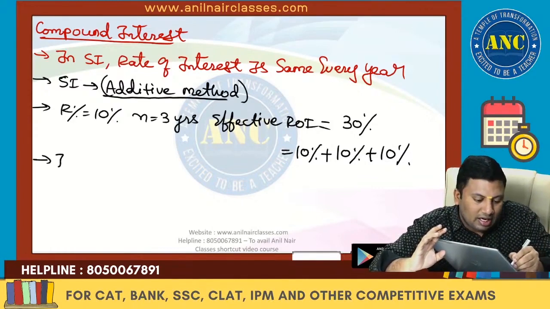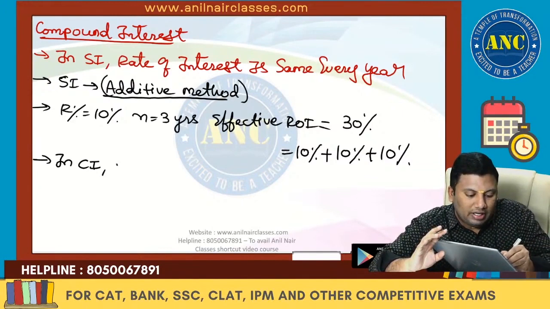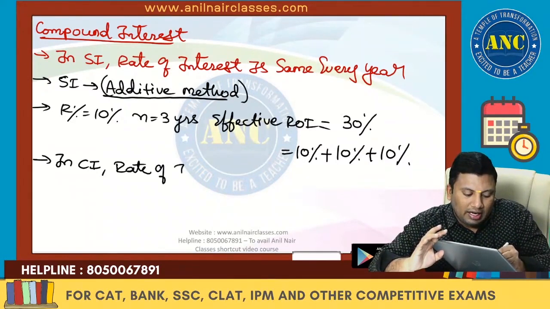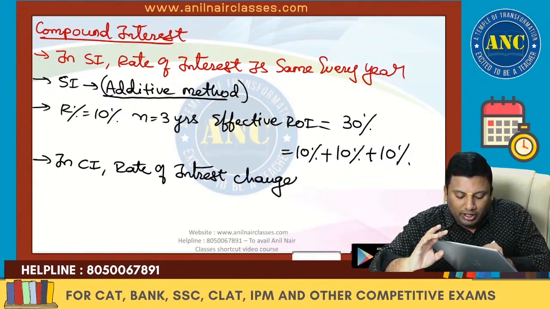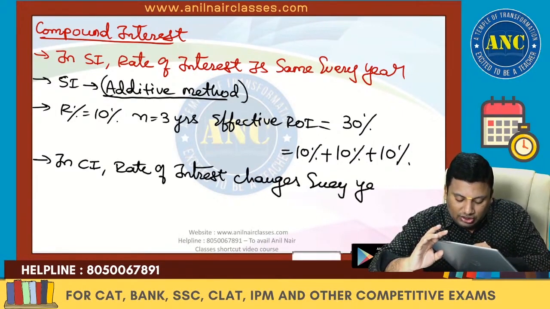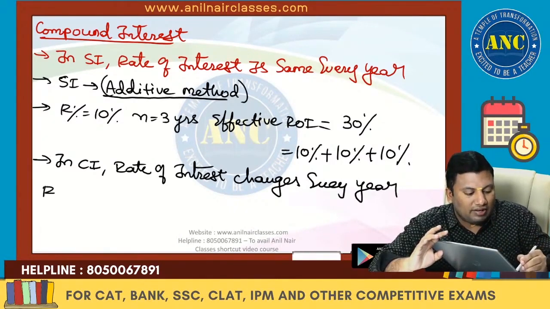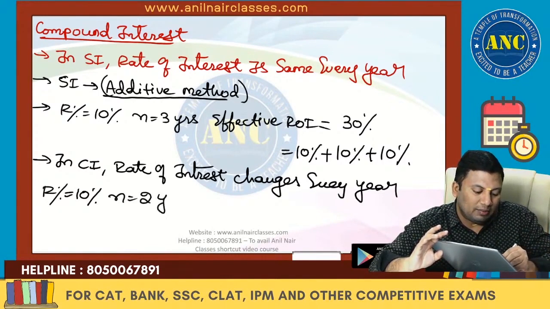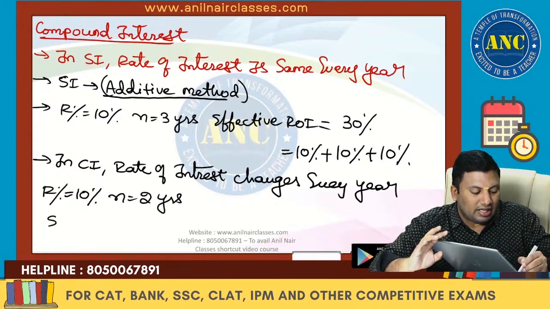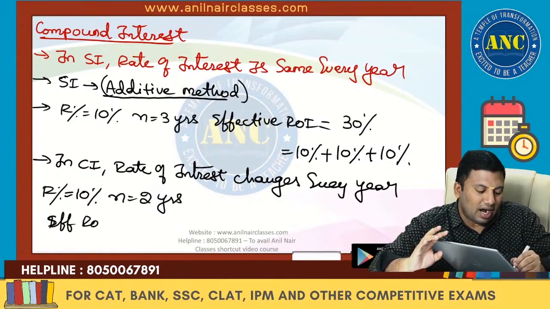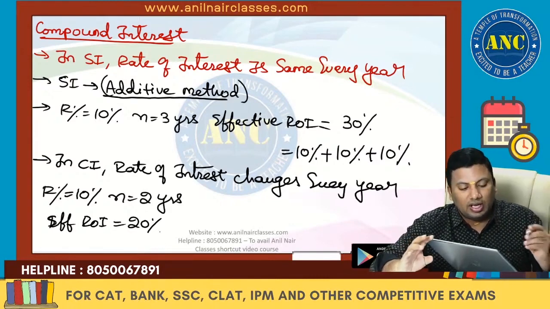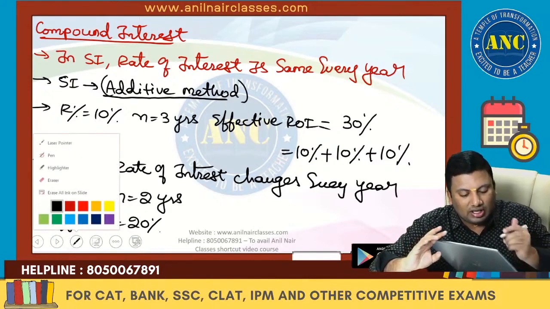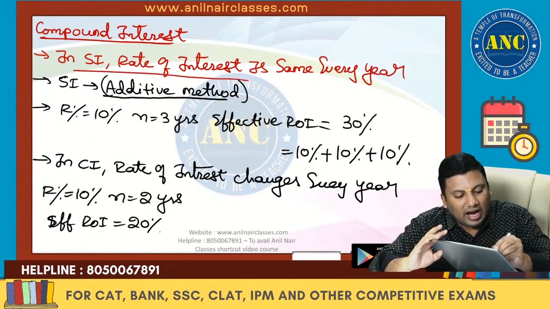Next one, in compound interest, rate of interest changes every year. Same question: if I take R percentage as 10% and n as 2 years, the effective rate of interest under SI is nothing but 10 plus 10, which is 2 into 10. Simple interest uses addition. Simple interest is nothing but an additive method.